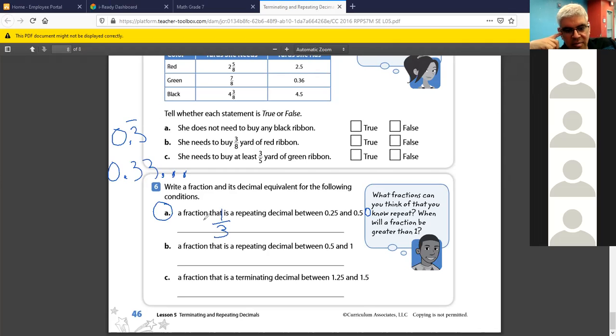A fraction that is a repeating decimal between 0.5 and 1. I think we did that. The one that was 0.83, just about 83 cents, but the 3 was repeating. What fraction was that, from the example? 5/6. 5/6, thank you.